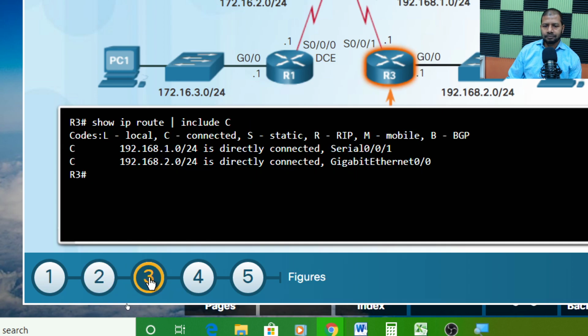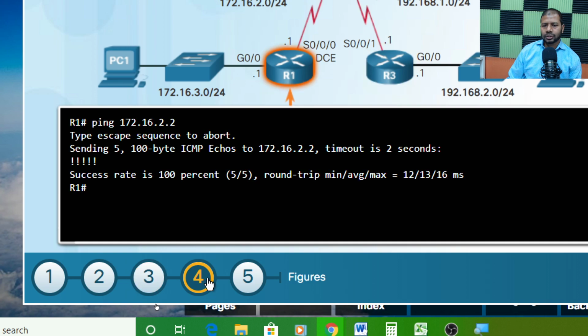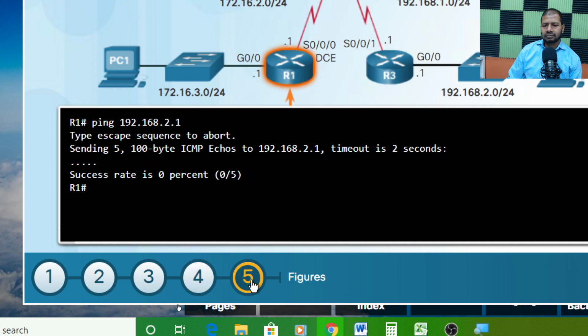Number 3. Again using the show command, include C. That means the lines that begin with C, those are the ones I'm looking at. So two separate networks showed up. One is connected to serial interface serial 0/0/1, one is gigabit 0/0. Okay, just showing you the show commands. Ping, no biggie, ping, no biggie.